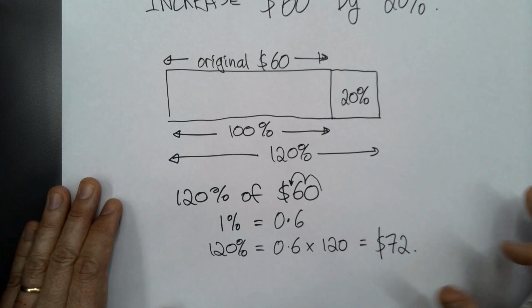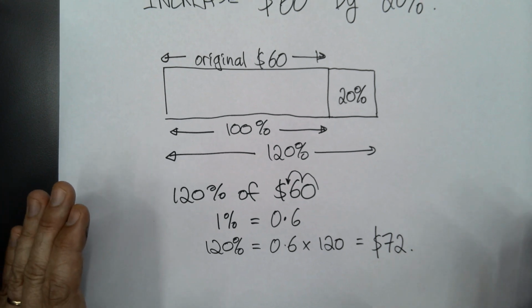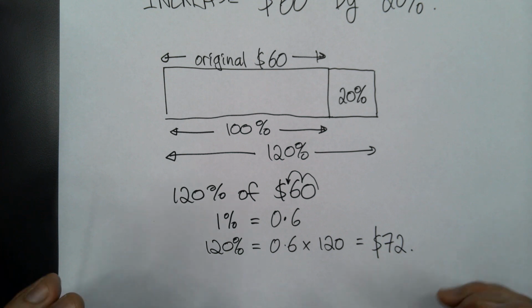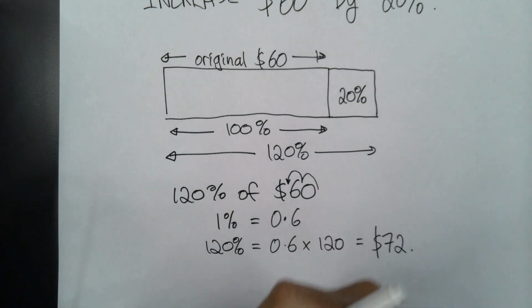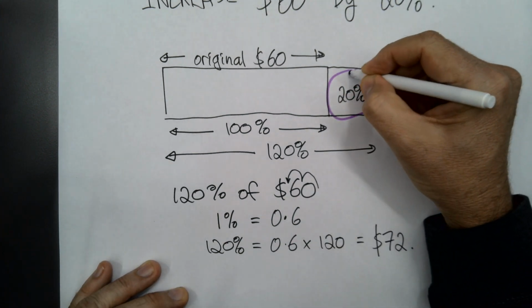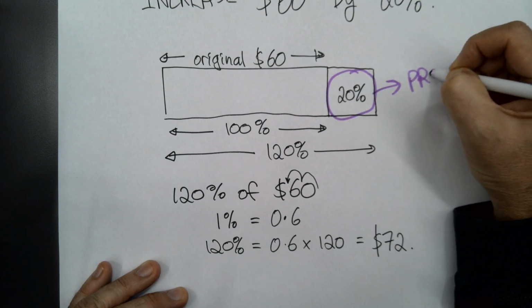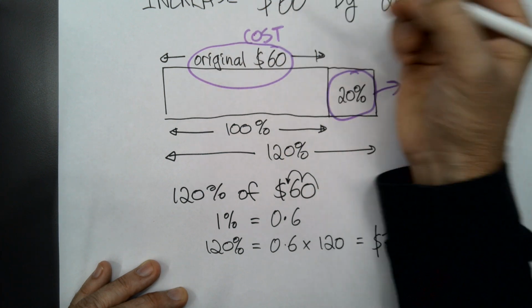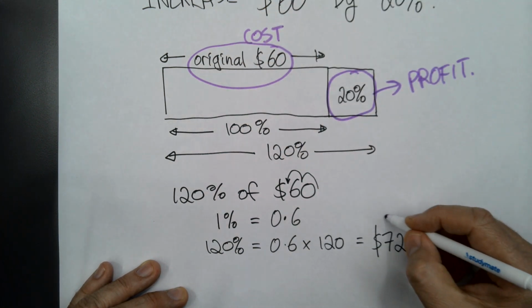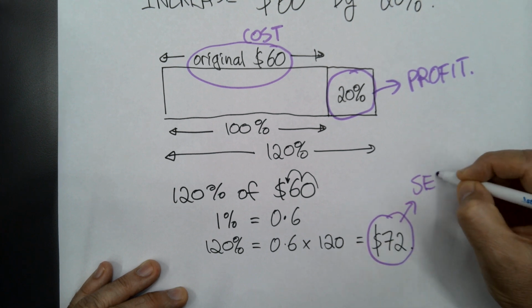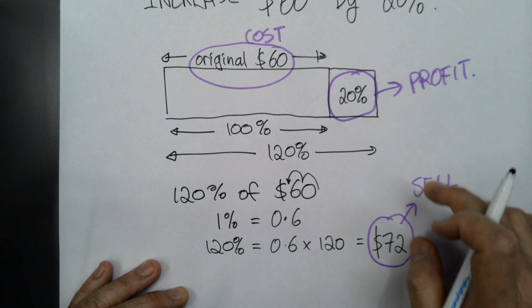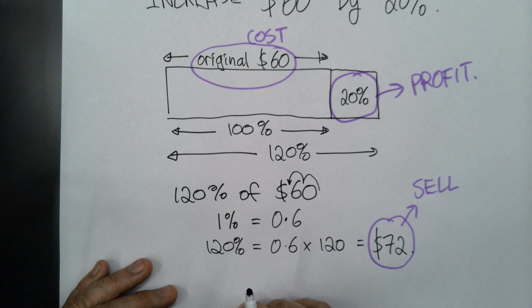All right, so what does that actually mean? Okay, so if you've got a business and you bought something for $60, and you want to make a profit on it, and if you decide, well, if I'm going to make 20% profit on it, okay, so let's say that's profit, and this is the original cost, then you need to actually sell it for that. Okay, if you sold it for that, you would make 20% profit. That's basically what this is saying.